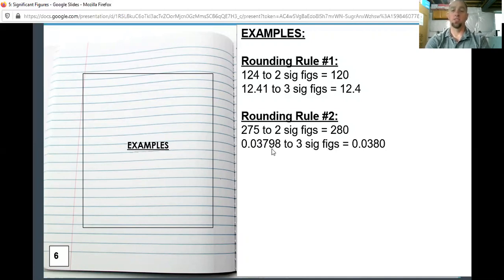So I want to look 1 place to the right of that at the 8, and that tells me I want to round it up. If I round it up, this 9 has to get rounded up to a 10, but I have to carry the 1. So what we get is 0.0380. I can't just drop the 0 and say 0.038 because that would only be 2 significant digits. I have to keep the 0.